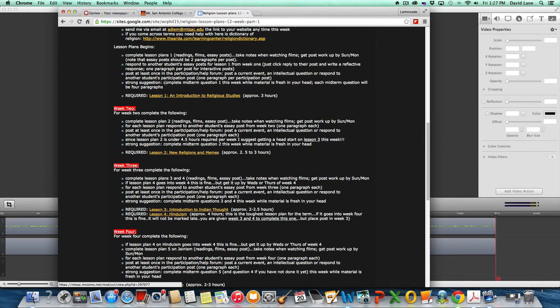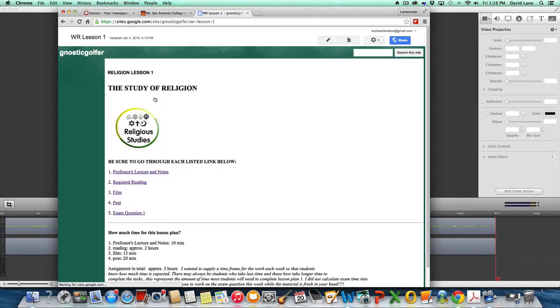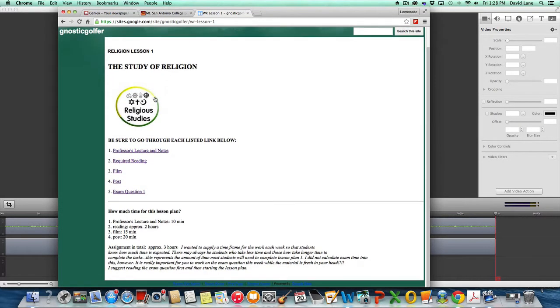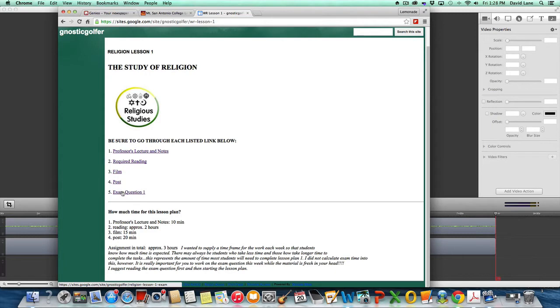And then a strong suggestion: work on the midterm material each and every week and not just during midterm week, because that would be way too stressful for you. The midterm exam will take several hours to complete, but if you're working on it regularly through each of the weeks up into the midterm, then you will be good to go, and you'll be very thankful you've done that. And the material is fresh in your head each week, so you'd be doing a much better job on it. So what I would suggest you do is you open up the lesson plan.